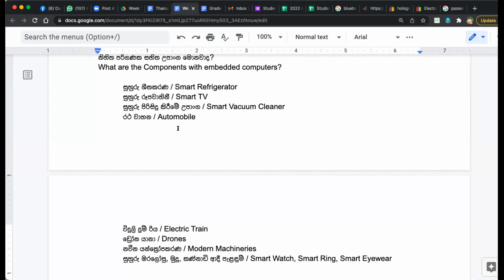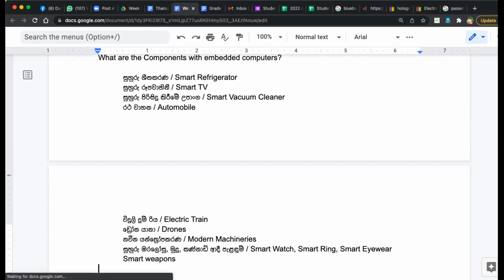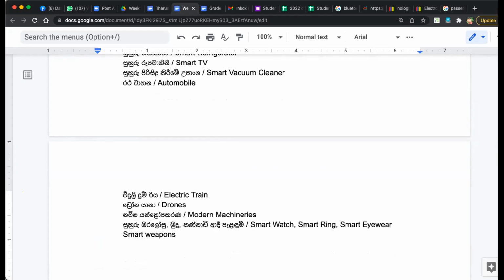Okay, so you have to find more smart things. There are many other smart things around the world: smart speakers, smart Bluetooth speakers, smart vehicles, smart bicycles, smart tricycles, smart weapons, right? A lot of things are there, more than I could write down. Smart weapons are also in the industry. You need to know about that. Just go and search for these things. On YouTube, there are enough videos you can watch about that.